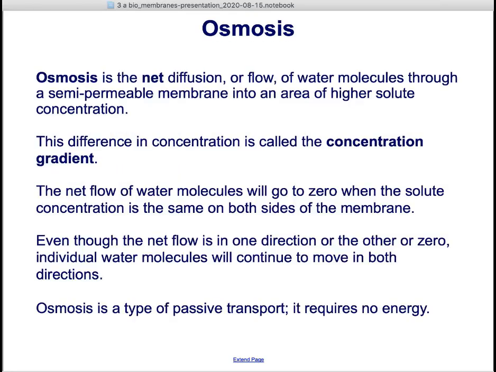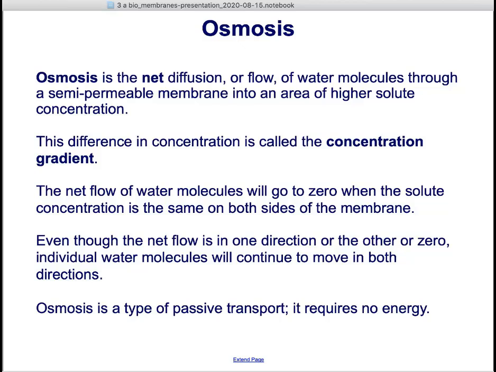So osmosis is the third type of passive transport that we're going to talk about. And osmosis is the net diffusion or flow of water molecules through a semi-permeable membrane into an area of higher solute concentration. This difference in concentration is called the concentration gradient. The net flow of water molecules will go to zero when the solute concentration is the same on both sides of the membrane.